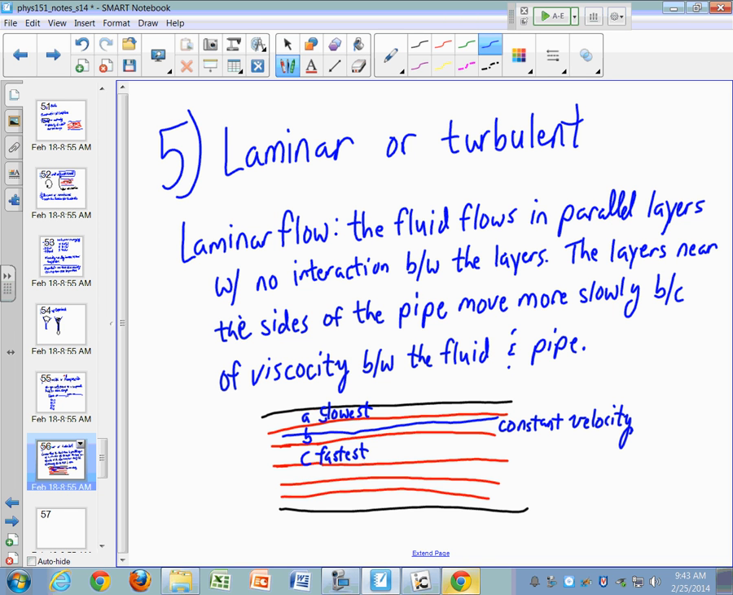That generally occurs. We generally think of blood flowing through the arteries and veins, at least as it gets further away from the heart, to be laminar. That it travels in this way, stratified in this way.